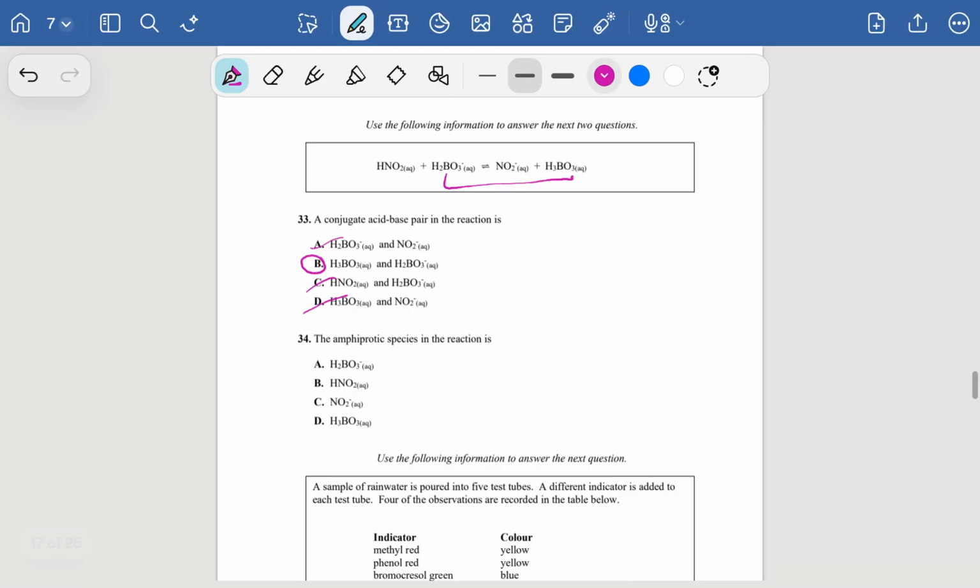Asking for the amphiprotic species. The reminder to be amphiprotic, you're either water or you have a hydrogen and a negative charge, right? Hydrogens can donate, negatives can accept. So the only one that's doing that in this reaction would be A.